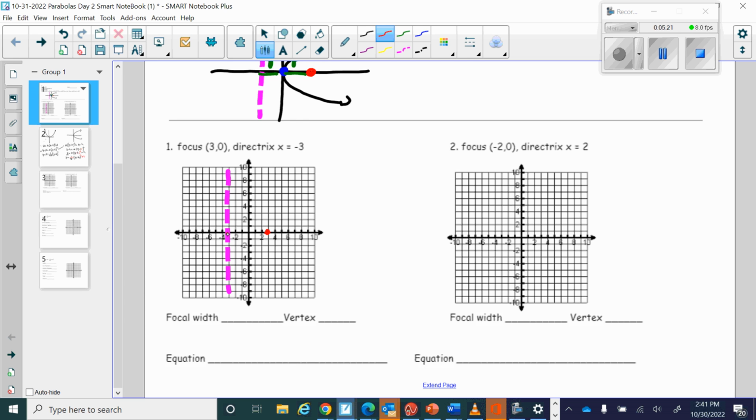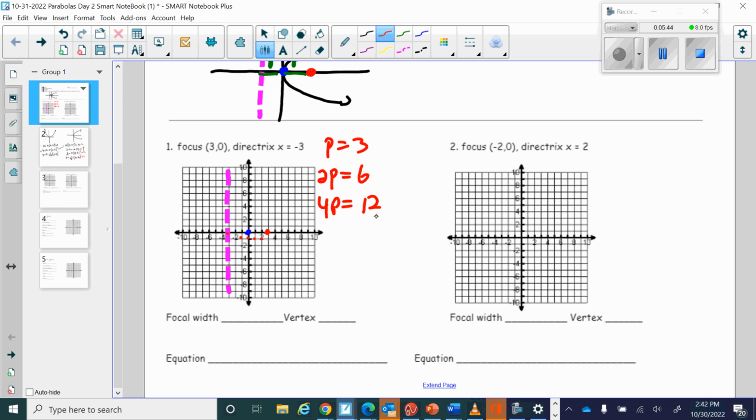So let's see, that's 1, 2, 3, 4, 5, 6. So halfway is right there. That's my vertex right there. So we know from there, p is 3, right? That's half of 6, which is 3. So my p is 3, 2p is going to be 6, and 4p is going to be 12.